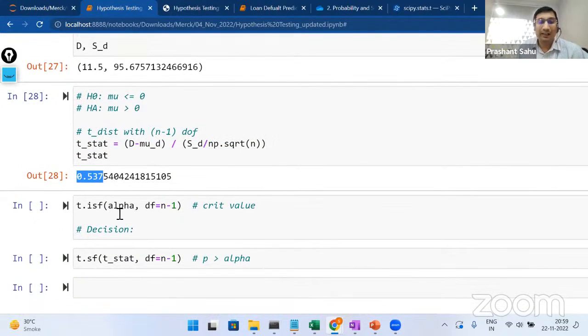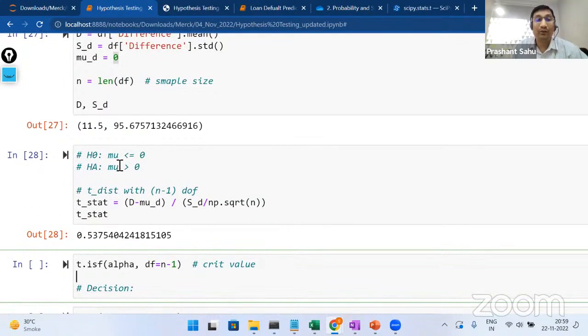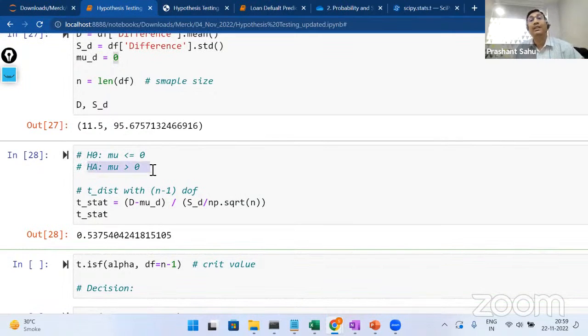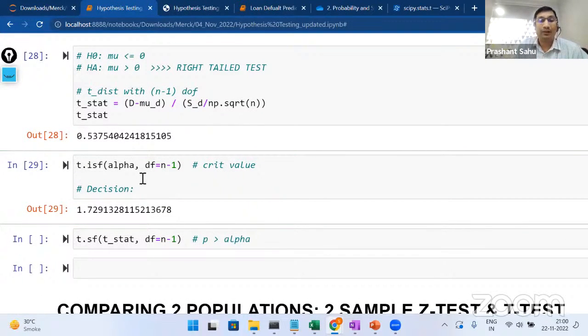So with that t stat, I have to compare, and it's a right tail test, right? Do you guys agree? Because your claimed population mean is greater than something. So it's a right tailed test. Okay. What is the critical value here? Critical value is this. So can you give a decision here?